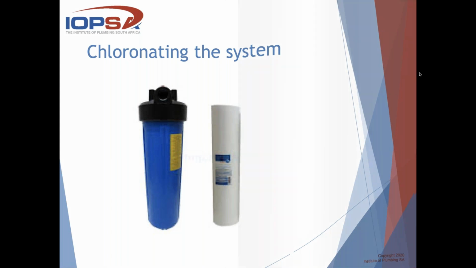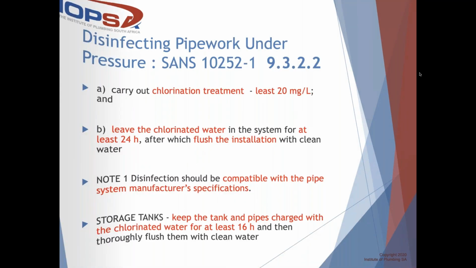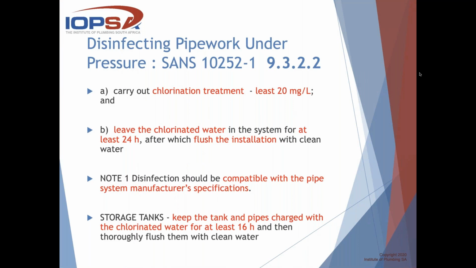No, I'm correcting myself here, for at least 24 hours. Carry out the chlorination treatment, at least 20 milligrams per liter on pipes, and leave the chlorinated water in the system for at least 24 hours, after which flush the system with clean water. A note here is to make sure that your pipes are compatible with that sort of chlorine that you are going to use. So check your manufacturer's specifications.